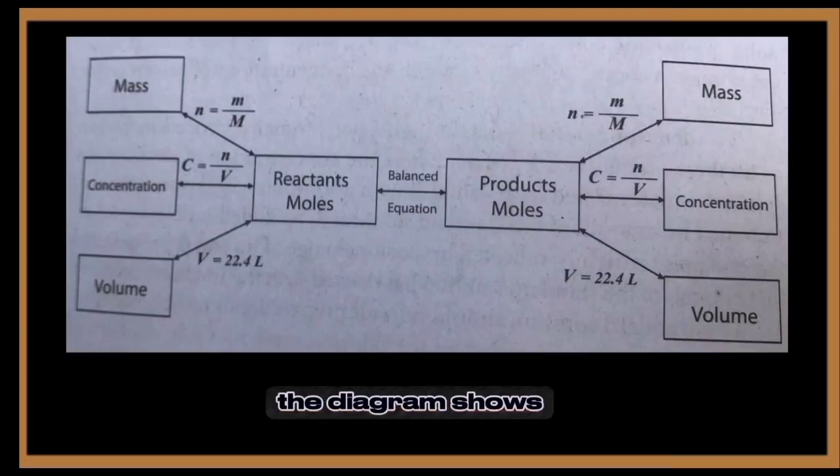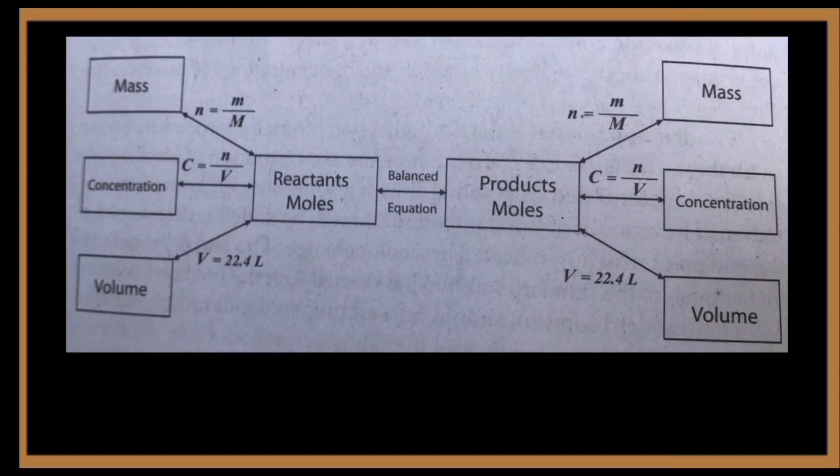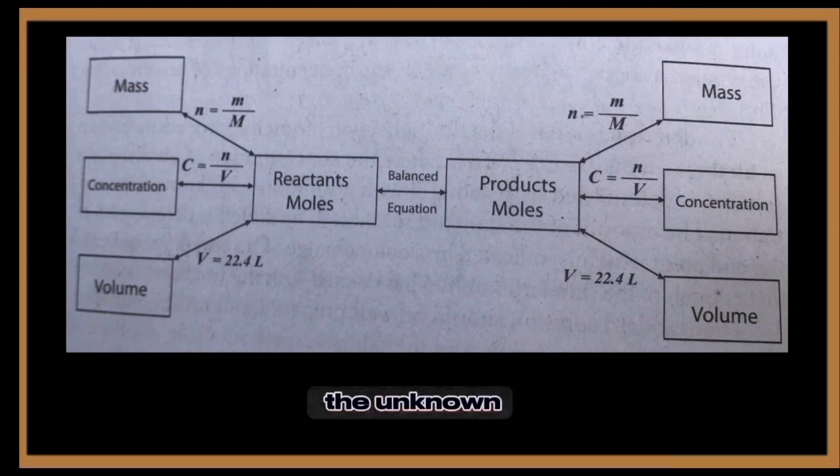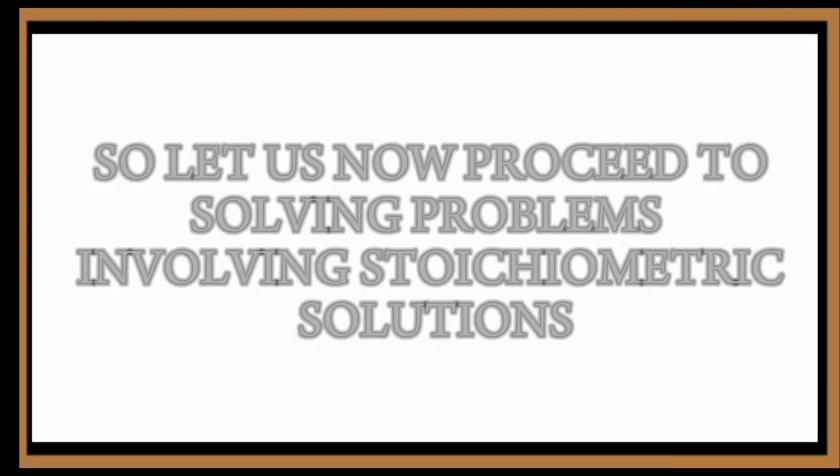The diagram shows that the given quantities, whether mass, concentration, or volume, must first be converted to reactant moles. The number of moles of reactants calculated should be related to the number of moles of the product based on the balanced chemical equation. And depending on the unknown, this number of moles of products could then be converted to mass, concentration, or volume. So let us now proceed to solving problems involving stoichiometric solutions.